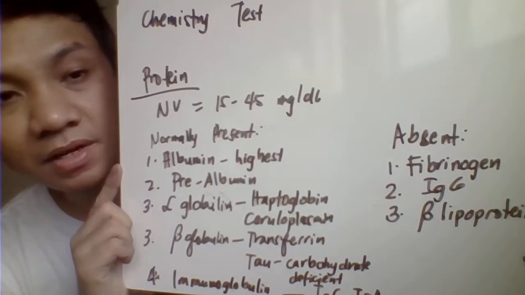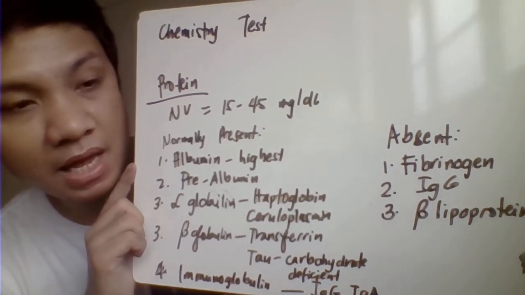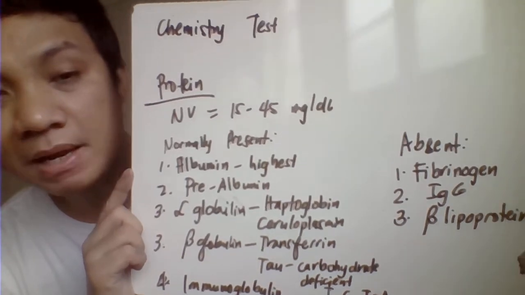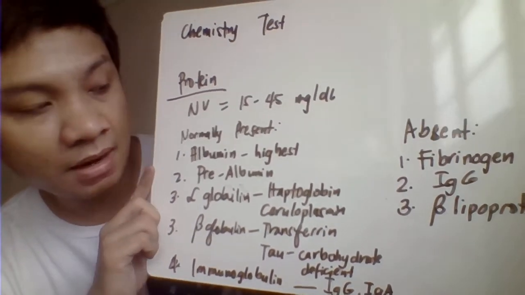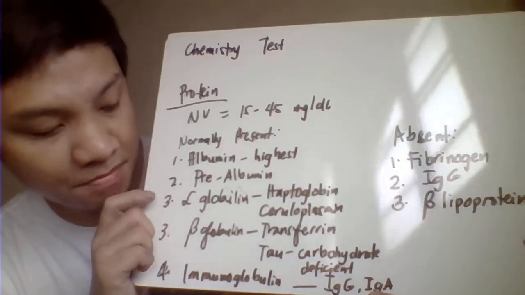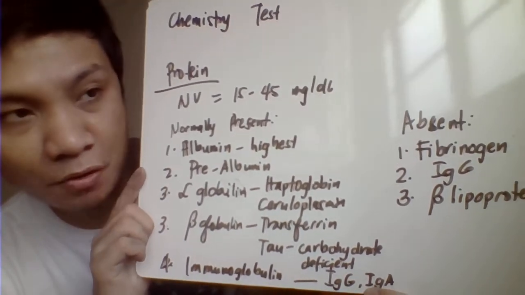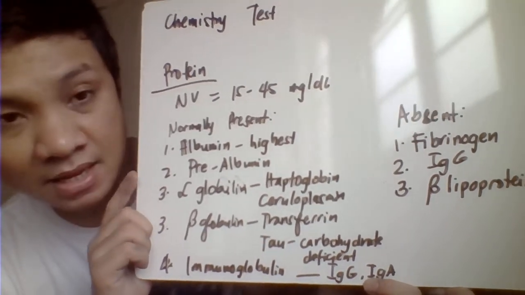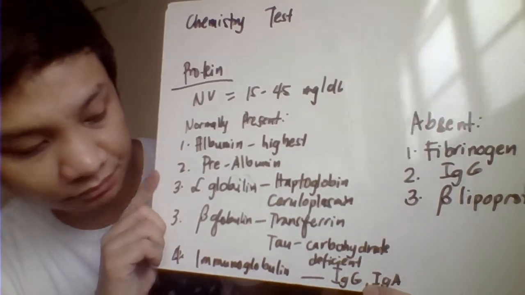Okay, so first we have here the protein. Normal values of protein would be 15 to 45 mg per dL. So, normally present protein, highest concentration would be in the form of your albumin, followed by your pre-albumin. Alpha globulin protein is in the form of your haptoglobin and your ceruloplasmin. And the beta globulin here would be your transferrin.